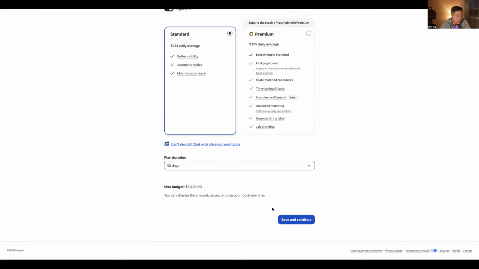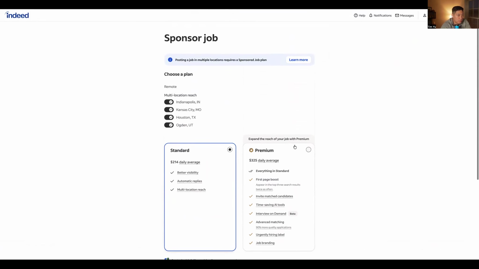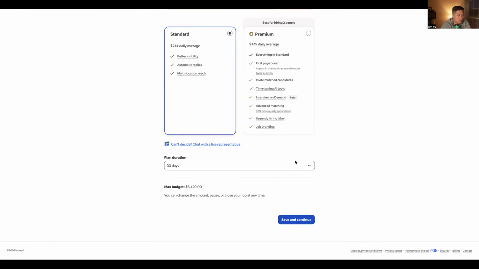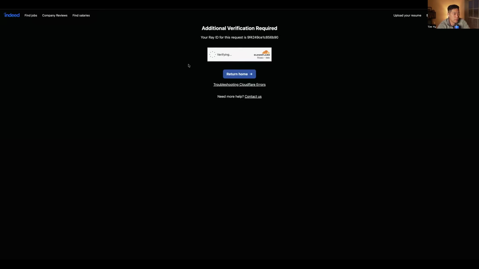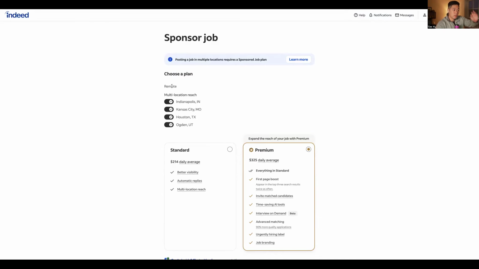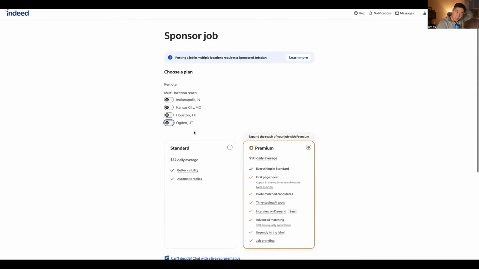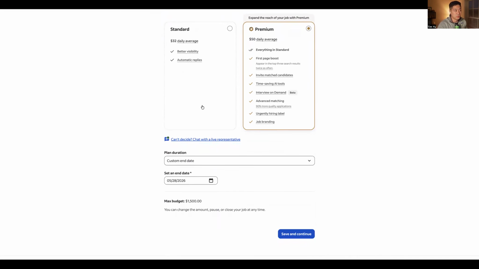Oh, this is sponsor. So we don't want to sponsor this, this is like paying for it. But yeah, this is how you pay for it. You can do it for free, but basically if you search by location, like if I want to search for guys in Indianapolis, you can turn this off and you don't need to sponsor it. You could do it for free as well. So that's how you do it.